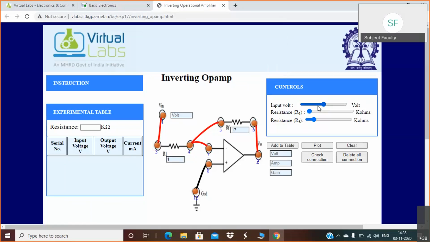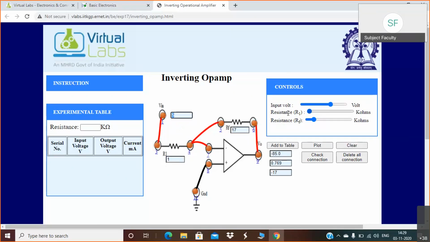Then from here you can observe first the input. Now Vin you can vary, and the corresponding value is displayed here. Just observe this particular field. You can observe I am varying this and the values are varying. I am keeping my input voltage at 5 volt.